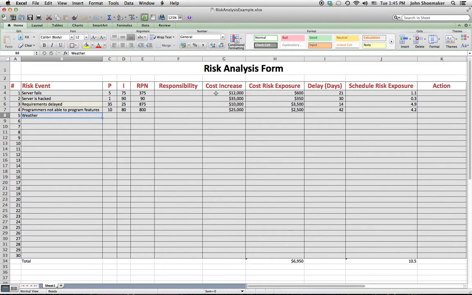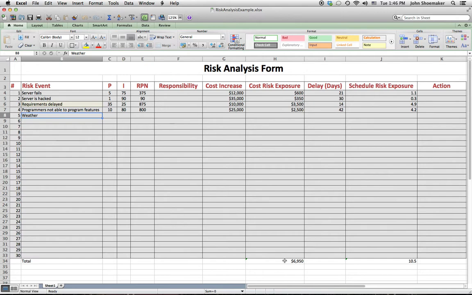So what we're going to do is we're going to try to estimate the cost increase based on our risk analysis. And to do that, we multiply the cost increase times the probability. Now remember, although it says 5 there, that's 5%. So 5% of 12,000 is $600. And likewise, we get 1% of 35,000 is 350. 35% of 10,000 would be 3,500, and so on. And you'll notice that we total those at the bottom.